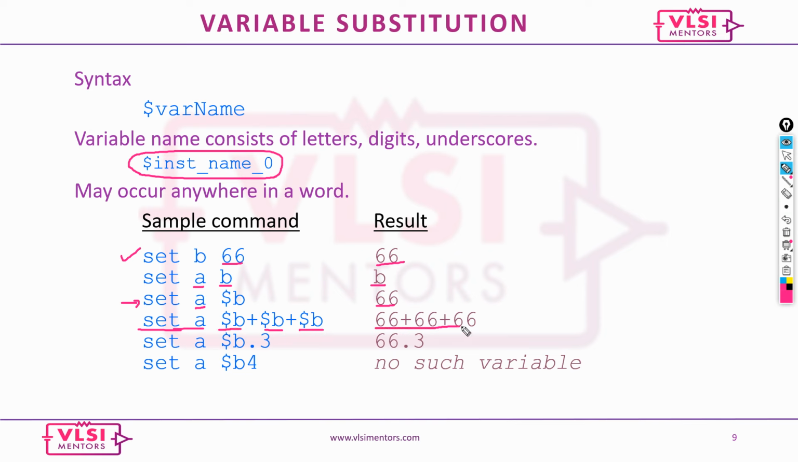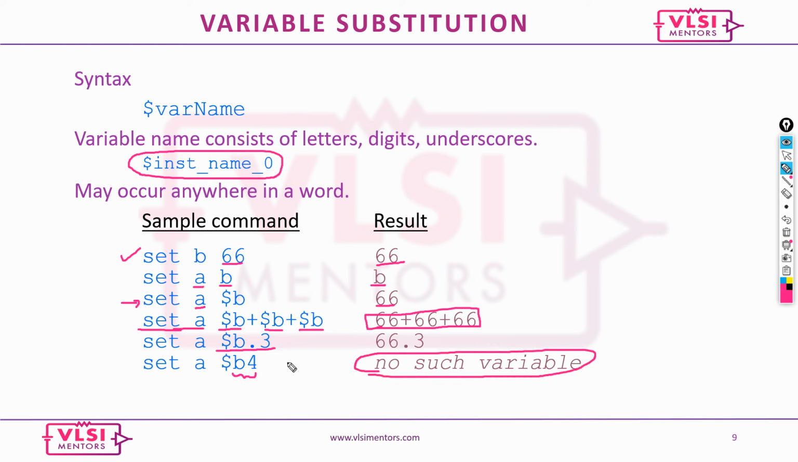It is going to return this particular value. It will not be performing any kind of operations. Again here it is something like 66.3. And then if you try to do something like this, the whole thing is treated as one variable, so it will say no such variable.